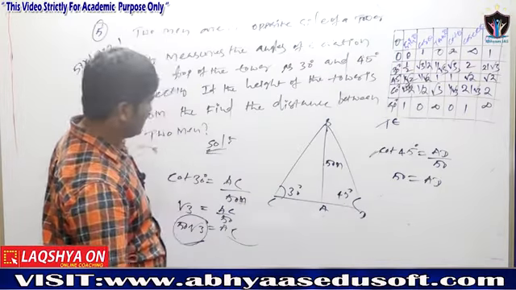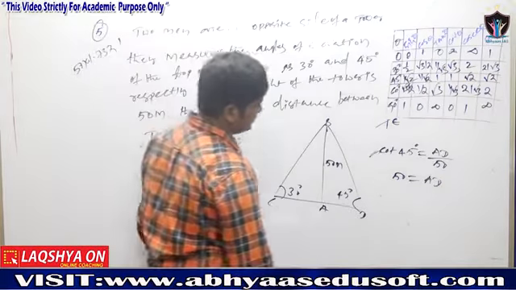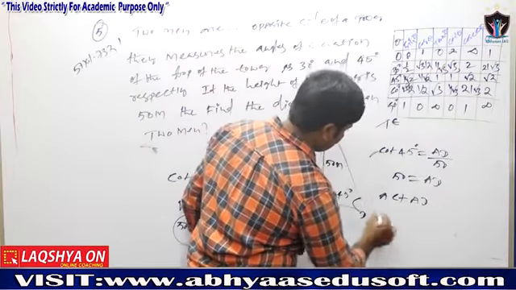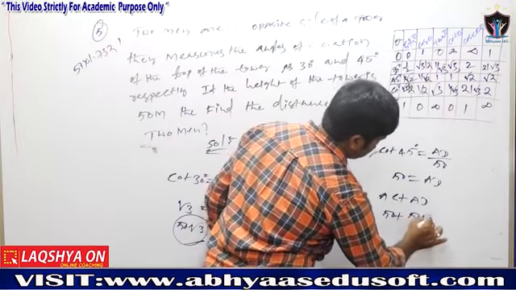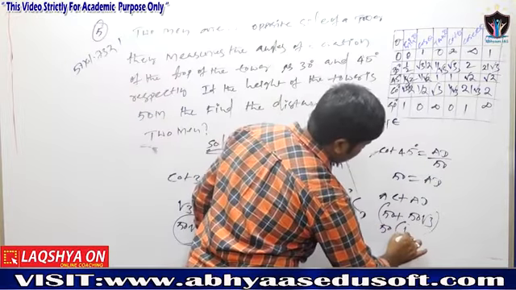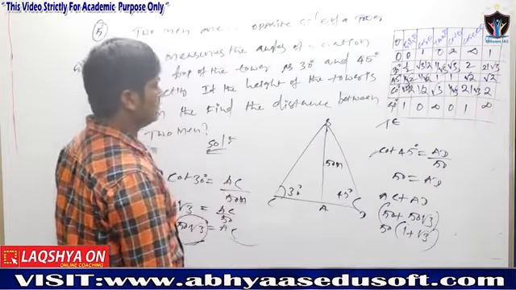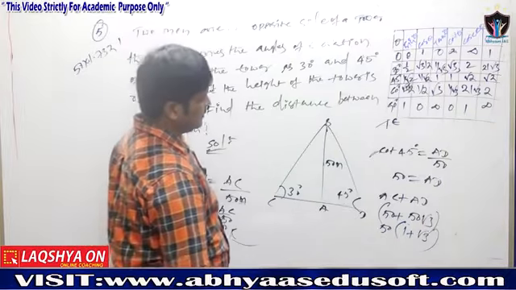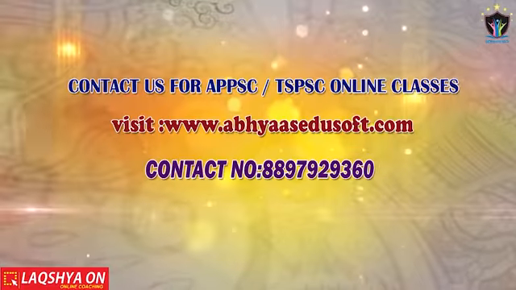So the length is AC plus AD, where AC is 50 root 3 and AD is 50. Finally, when we take 50 common, 1 plus root 3, so 1 plus 1.732. When we solve this, we get the answer 50 into (1 plus root 3).